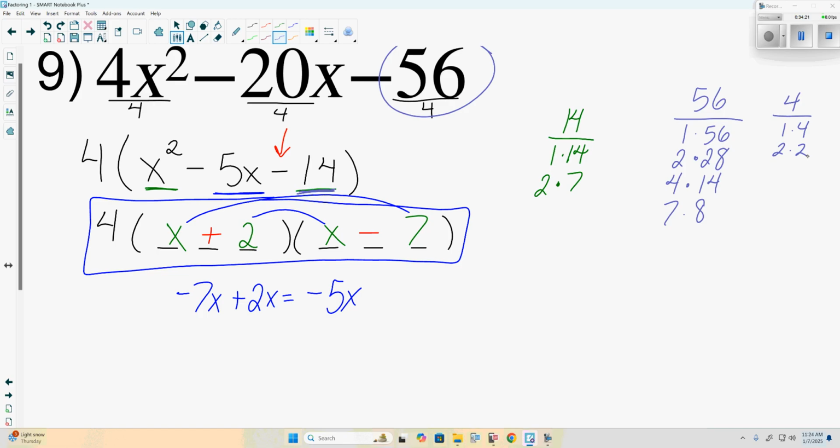So just by factoring that 4 out, we've reduced the number of factors we've had to work with. That's why it's nice, because it gives us less to work with. It makes it easier on us. Questions on this here?